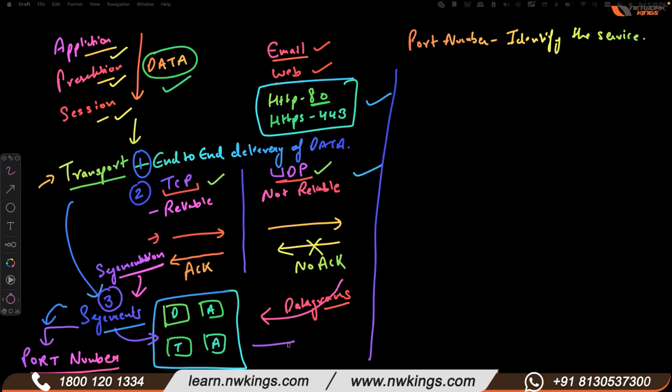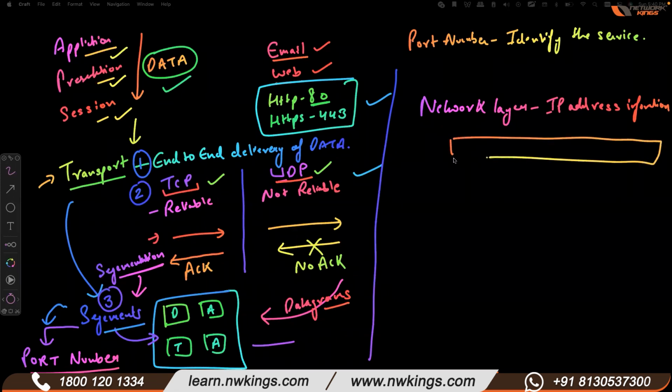So when this segment goes to which layer now? Okay, so the network layer. The network layer is basically responsible for adding the IP address information. So this layer will tell us from where to where. Basically, when you send a courier, you put down your address and you also put down the destination address. So this layer will add the source IP address and the destination IP.